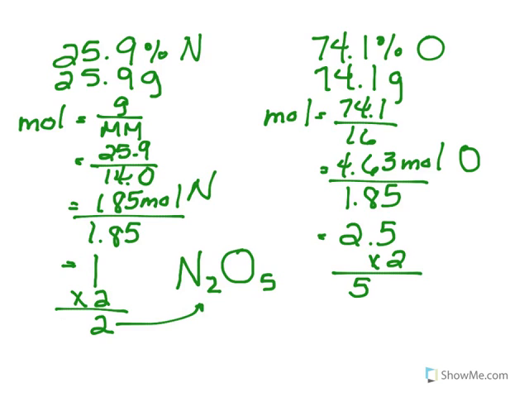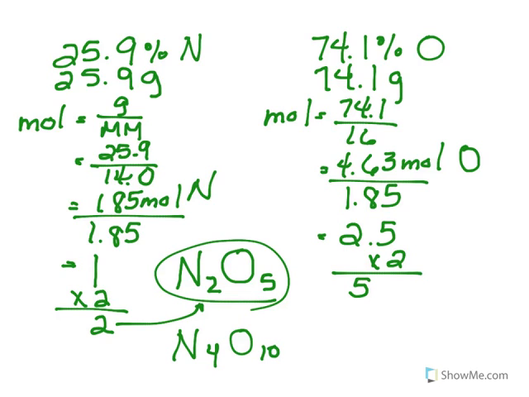It could be dinitrogen pentaoxide or any factor of that. It could be N4O10, but this, the simplest whole number ratio, is going to be our empirical formula.